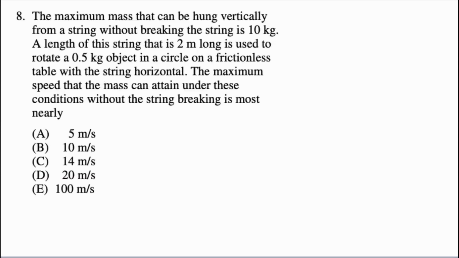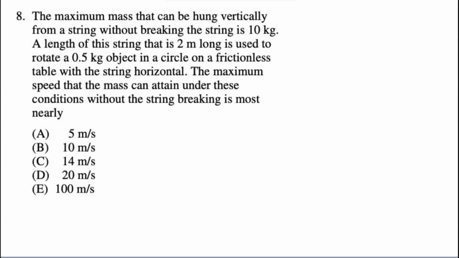So now we have number 8. The maximum mass that can be hung vertically from a string without breaking the string is 10 kilograms. A length of this string that is 2 meters long is used to rotate a 0.5 kilogram object in a circle on a frictionless table with the string horizontal. The maximum speed that the mass can attain under these conditions without the string breaking is most nearly, and then they give us a bunch of speeds.